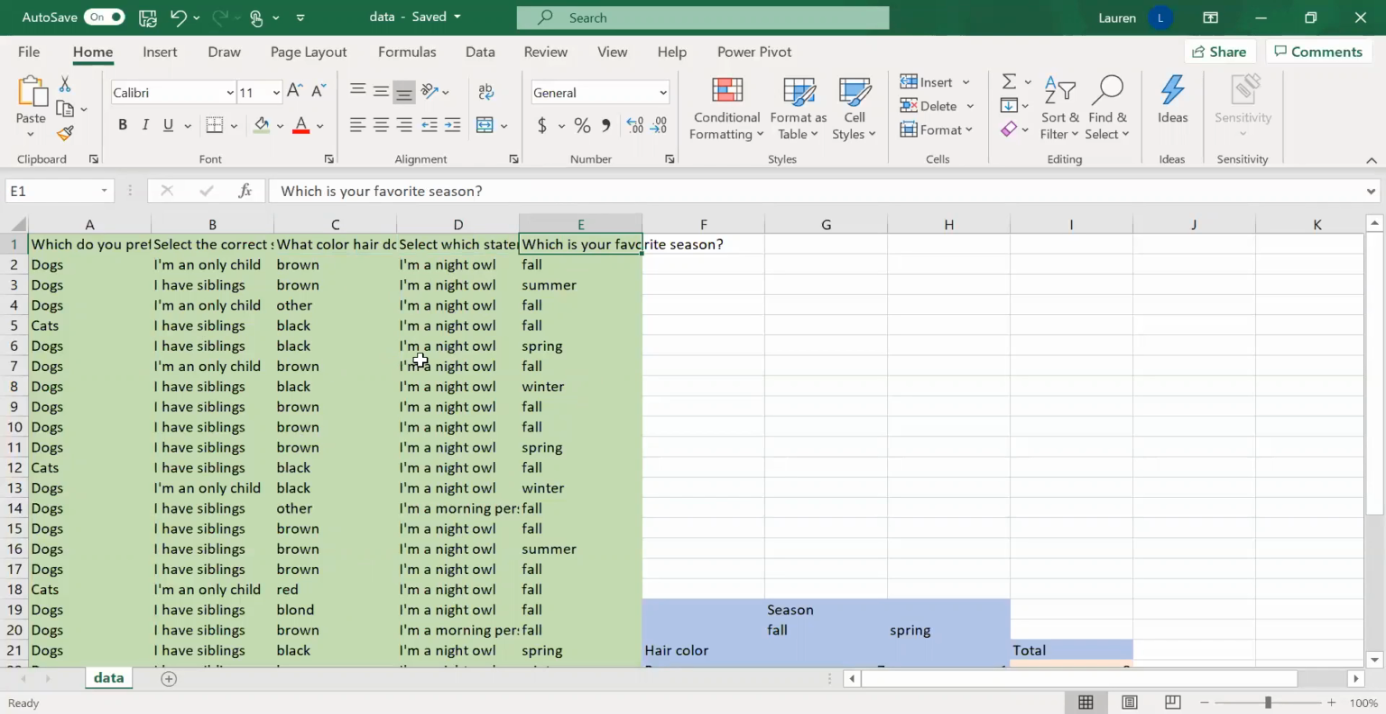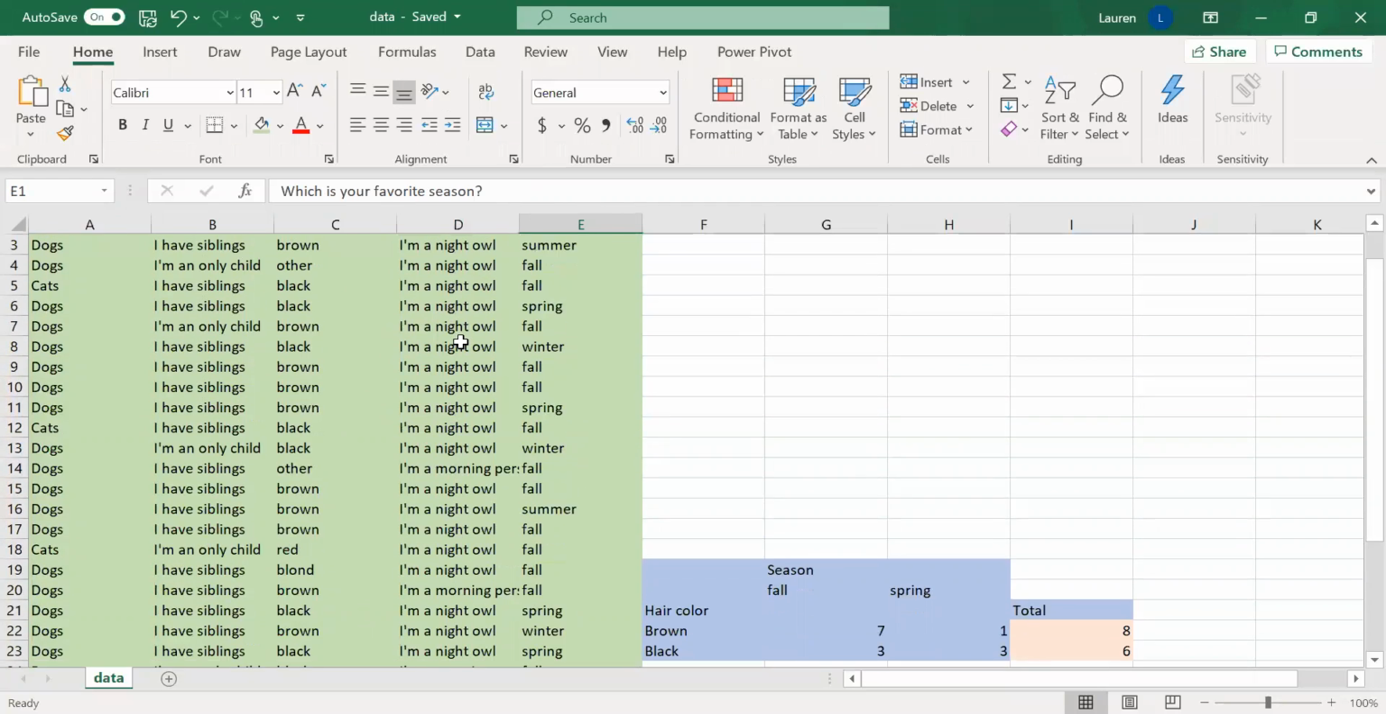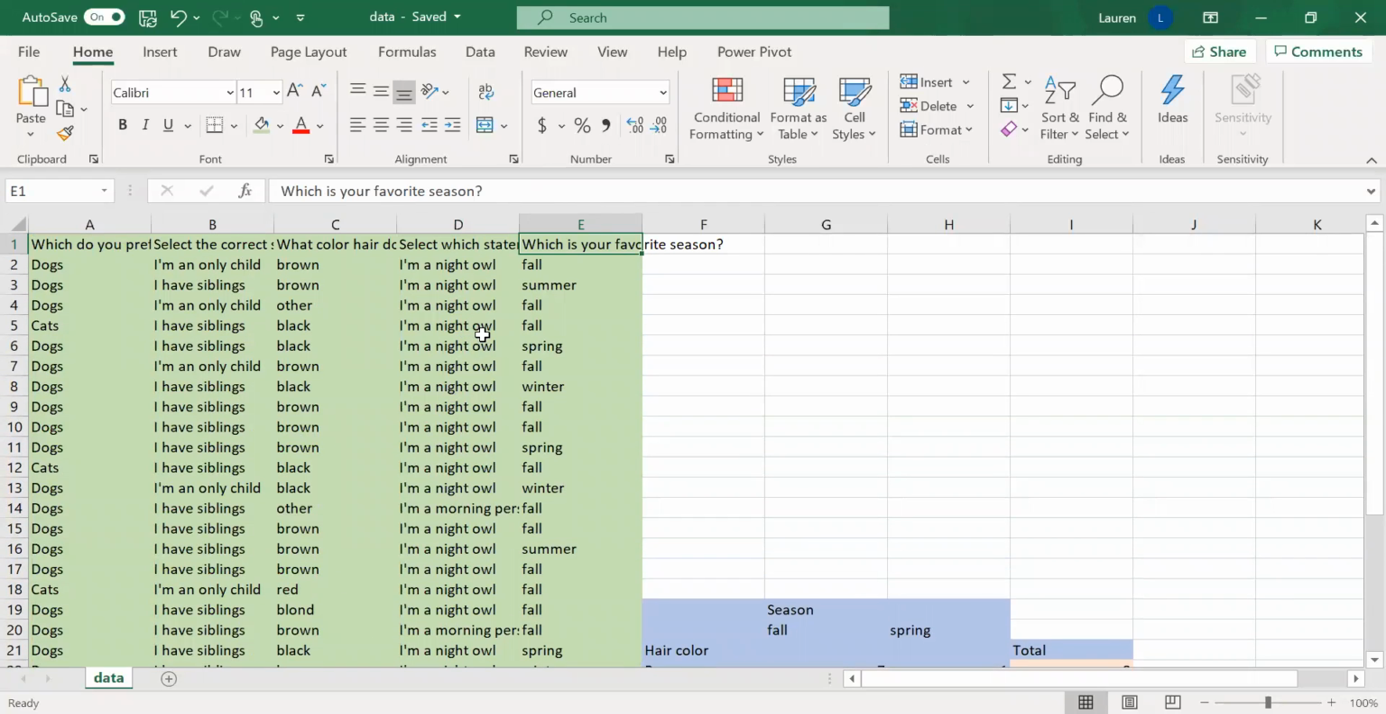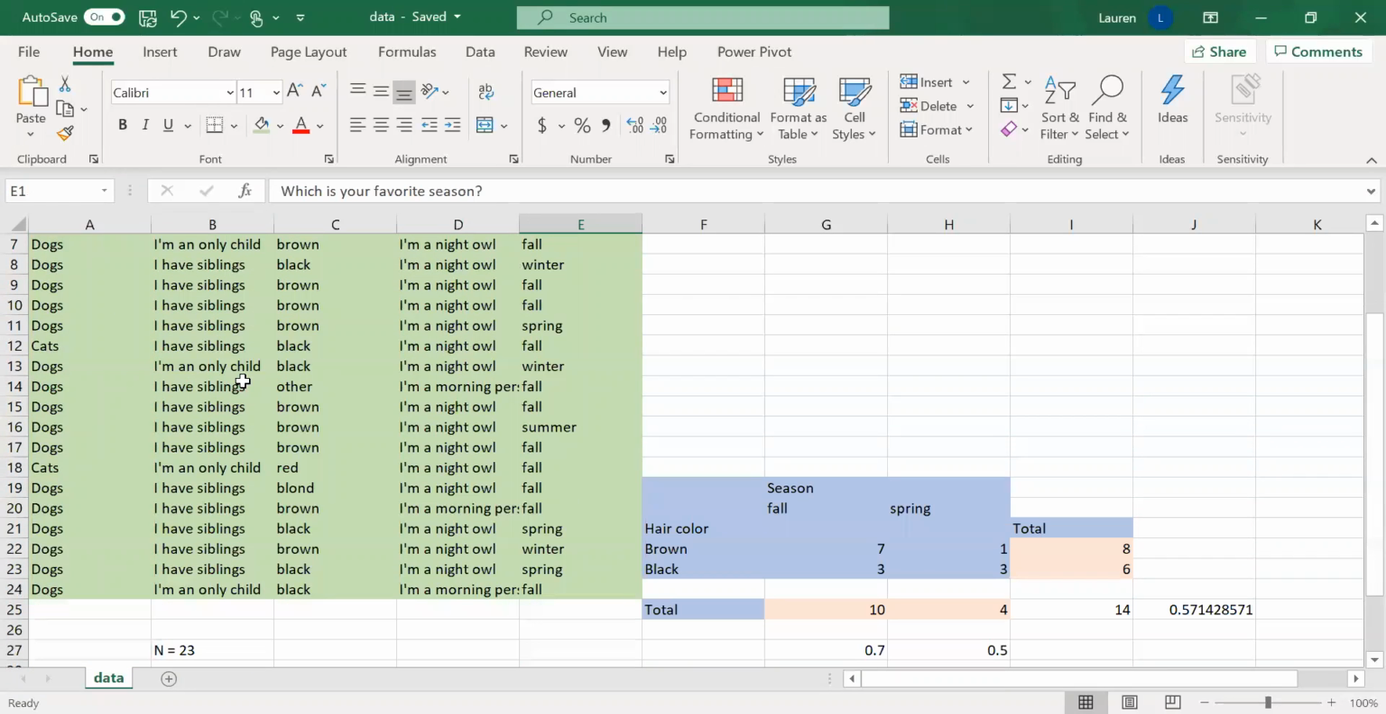So all of our variables are nominal level variables. So we have categories for responses, so dogs versus cats, only children versus I have siblings.